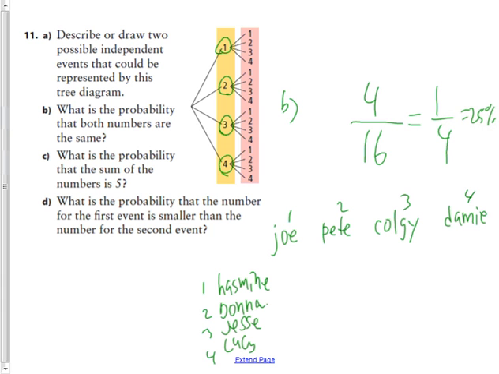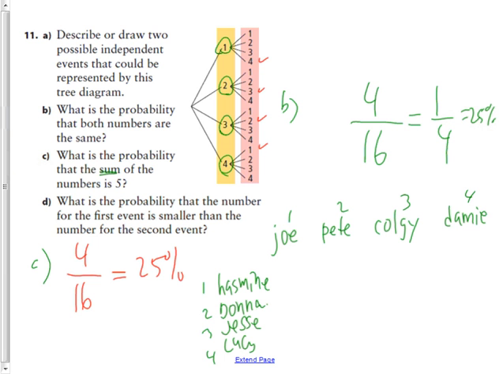For question C, what is the probability that the sum, which means adding, of the numbers is 5? Of the 16 possible combinations, I'm going to use a red marker here. This one here, this one here is 5. This is 5. This is 5. And this is 5. Again, the probability that the sum is 5 is the same as before. It's 4 chances out of 16, which is roughly 25%.